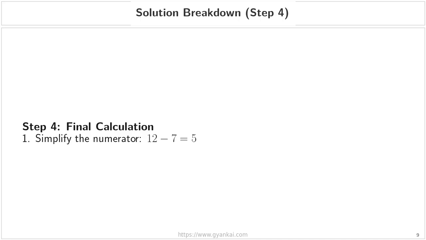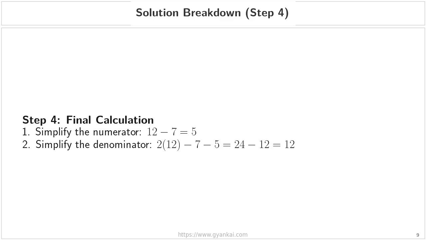First, let's focus on the fraction inside the parentheses. We'll start by simplifying the numerator. Subtracting 7 from 12 gives us 5. Next, let's look at the denominator. We take 2 times 12, which is 24, and then subtract 7 and 5. This leaves us with 12.